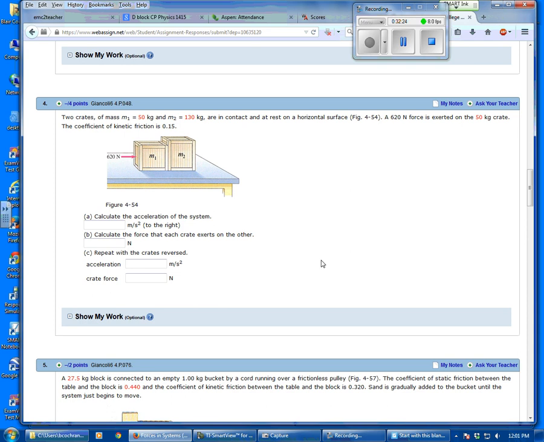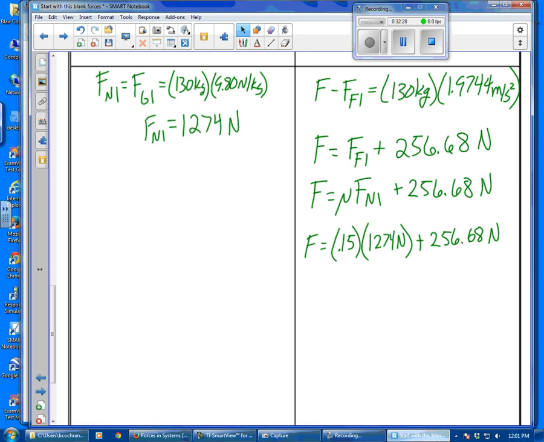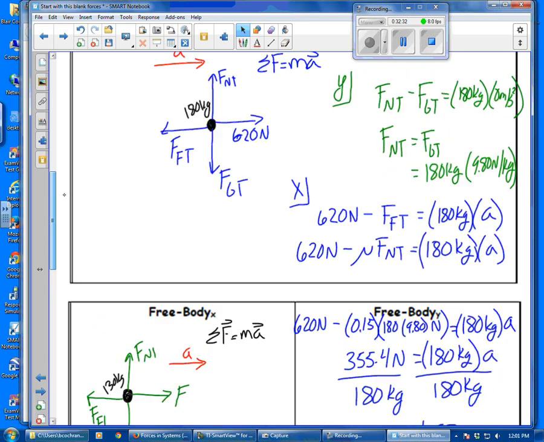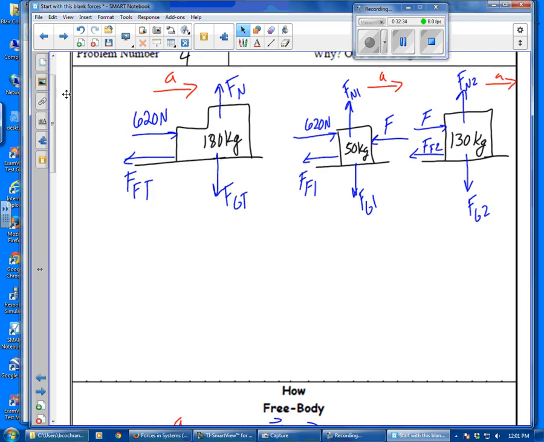Right. Exactly. And so what would change here is these two diagrams, where they essentially would be very close to the same, except you'd swap the 50 and the 130, which is going to change your inertia, which will change the force in between them. All right? But it's not going to change the acceleration.